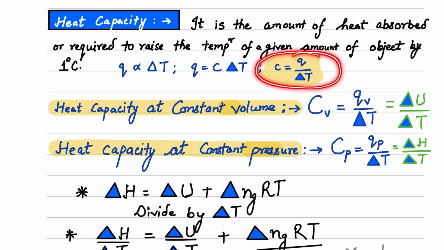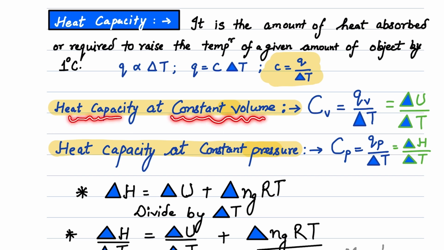So, we can rewrite the heat capacity at constant volume, that is CV, is equal to QV by delta T, and QV we know is equal to delta U. So, CV becomes equal to delta U by delta T.